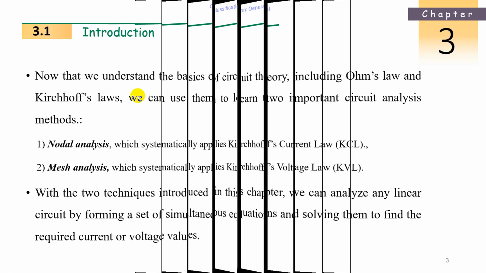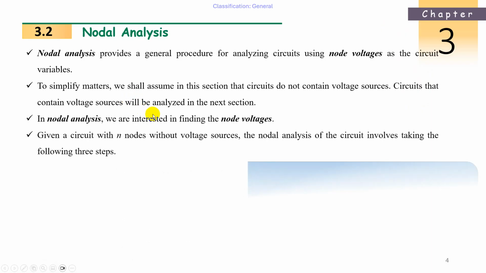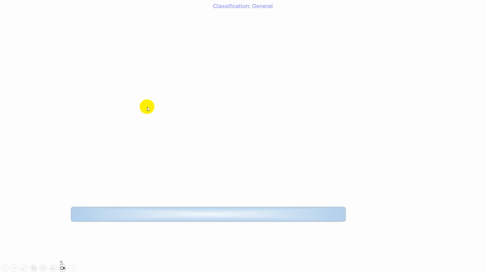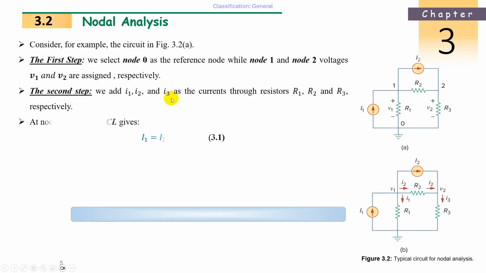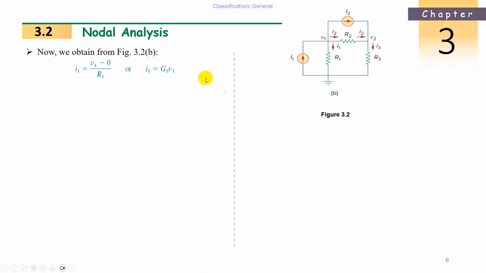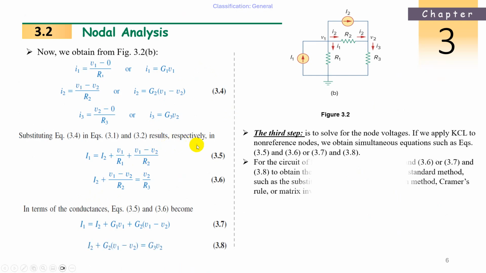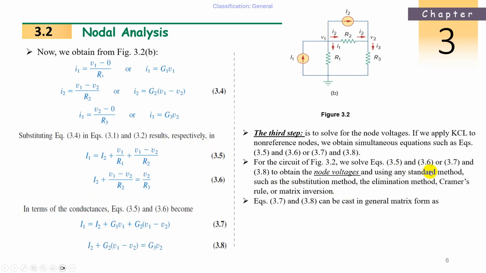So already we studied these many topics. Node analysis: generally, we assign a reference node and solve the nodal equations, writing V1, V2, V3, whatever. Then we get simultaneous equations. Then there are two methods I told you: the elimination method and Cramer's rule, or matrix inversion method. These two methods we studied.